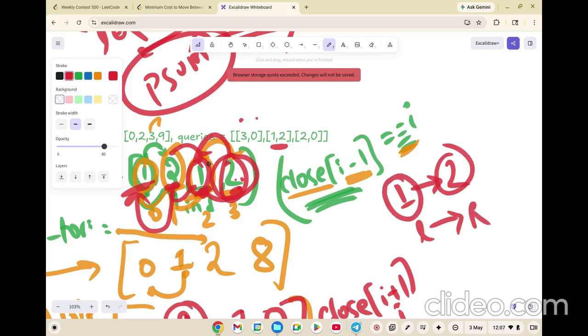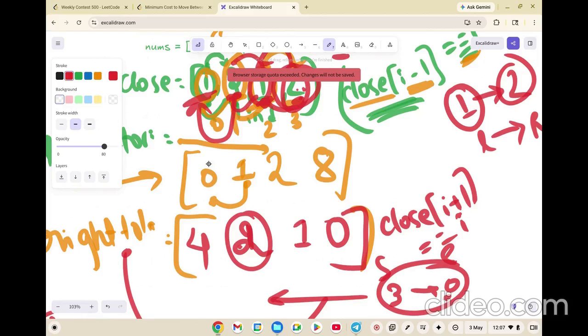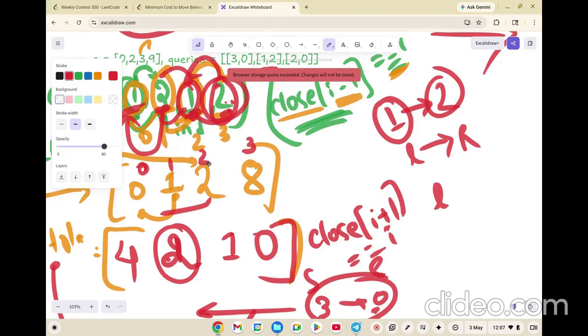So if you look at the answer, sorry, it's 3. I guess we made a small mistake here. Left to right of 2 will be 2, and left to right of 0 is 0, right?